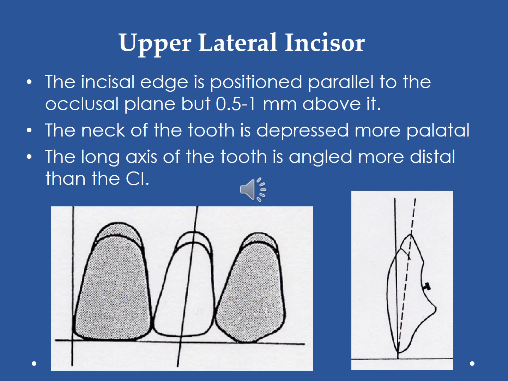Next, the upper lateral incisor. The incisal edge is positioned parallel to the occlusal plane, but it is 0.5 to 1 millimeter above it, so there's no contact between the incisal edge of the lateral incisor and the occlusal table of the articulator. The neck of the tooth is depressed more palatally than the central incisor when we look from the side. The long axis of the tooth is angled more distally than the central incisor.